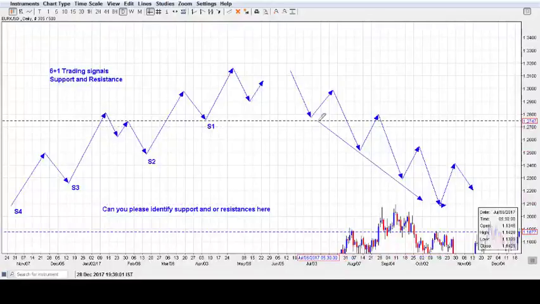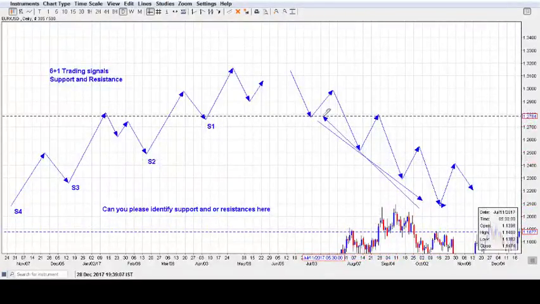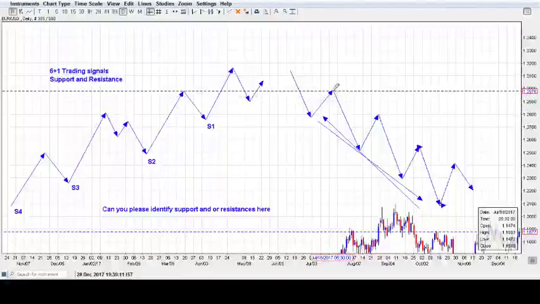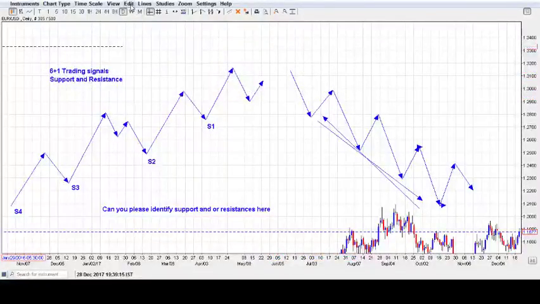Run your eyes inclined up and then stop at every high. This one, that one, and this one, and another one. Those are your resistances.